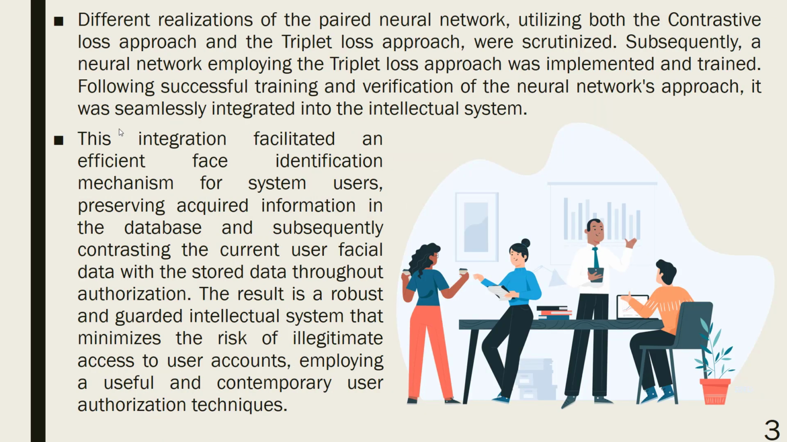A different realization of the parallel neural network utilizing both the contrastive loss approach and the triplet loss approach were scrutinized. Subsequently, a neural network employing the triplet loss approach was implemented and trained. Following successful training and verification of the neural network's approach, it was seamlessly integrated into the intellectual system.